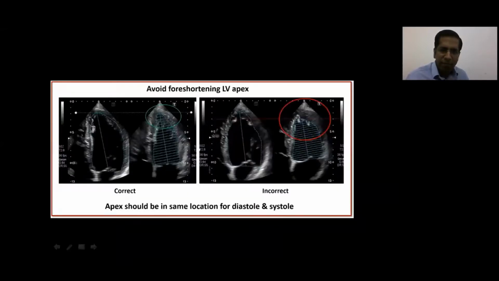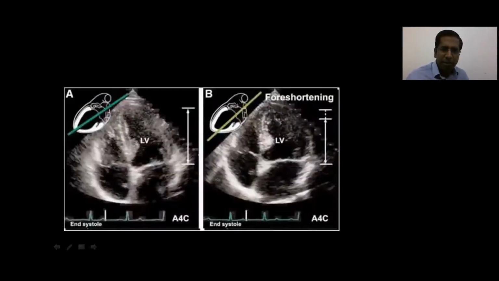Avoid foreshortening of the apex, as I've already told you. So this is an image for foreshortening. As you can see, this green plane is the plane going through the true apex, whereas this light green is not going through the true apex. So what you might see is a very thick apex here, which is contracting vigorously, whereas the true apex does not contract that vigorously. And so when you see a heart like this, you will find that the whole heart is more roundish as compared to a more elongated shape of the heart. So our endeavor should be to get a heart which looks like this rather than a rounded heart which looks like this.